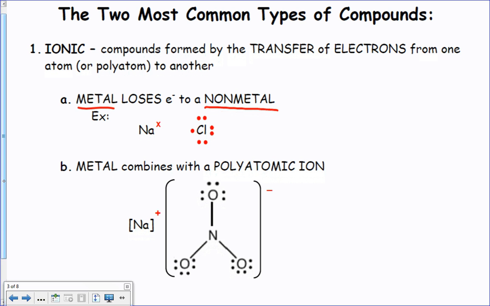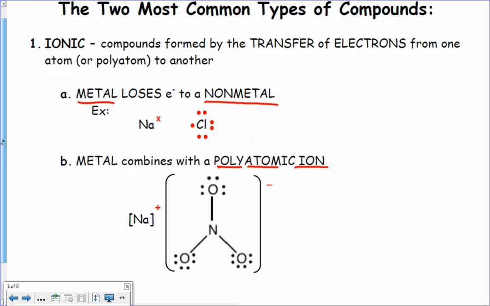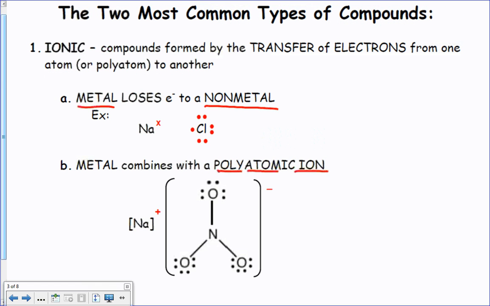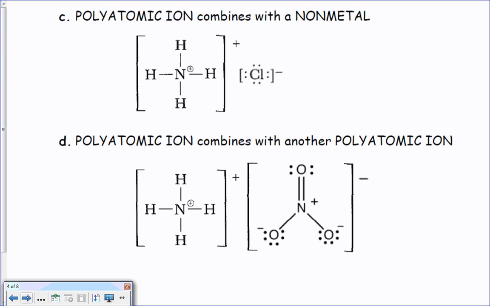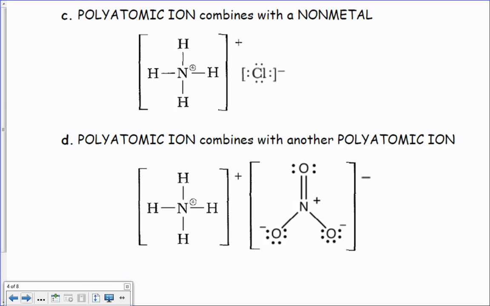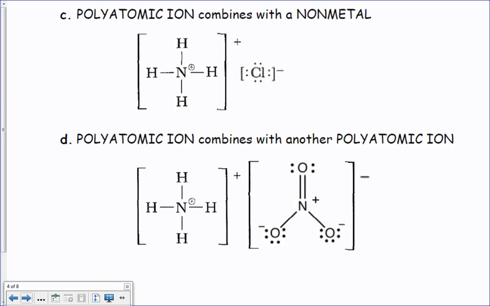So I can take a metal, sodium, and this NO3 is a polyatomic ion. Poly meaning many atoms that make an ion. We have a table of them, so we don't have to memorize them. Table E in our reference tables, we will see very clearly which ones they are.